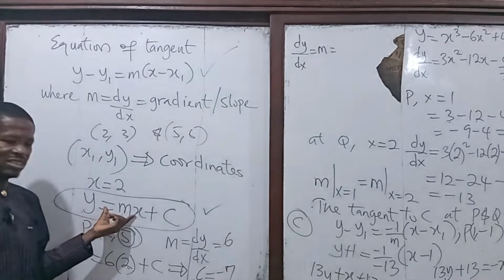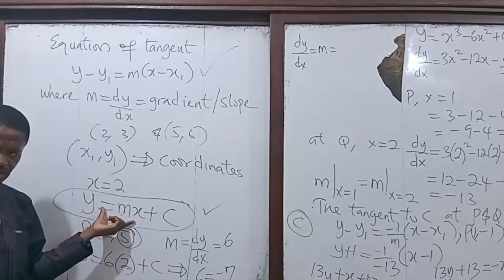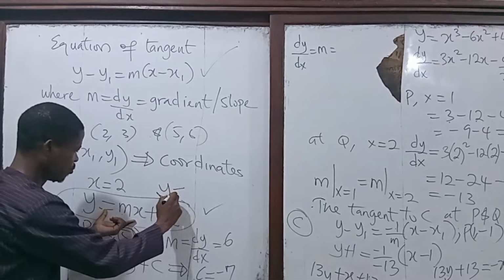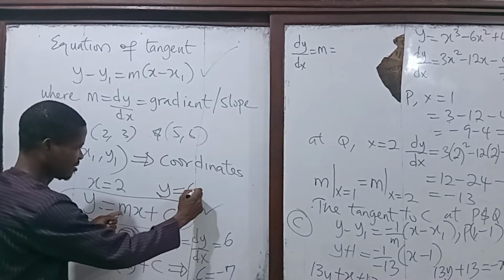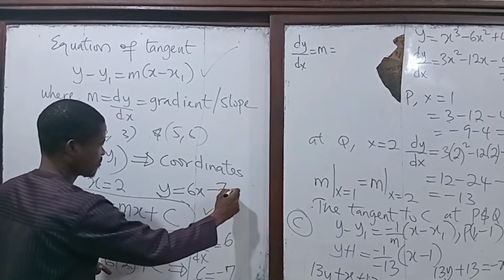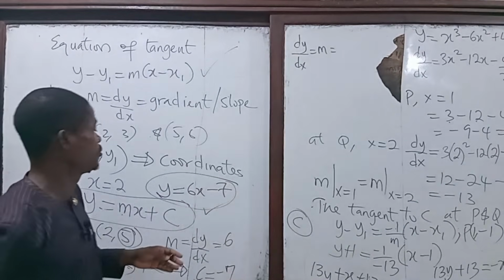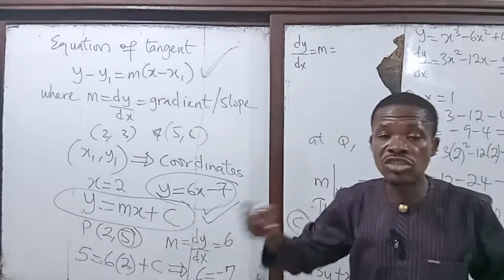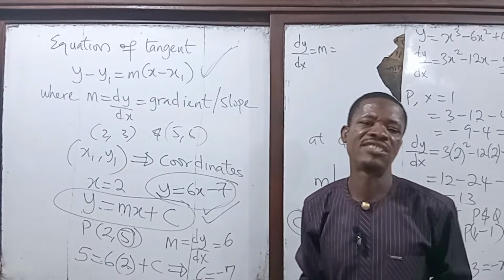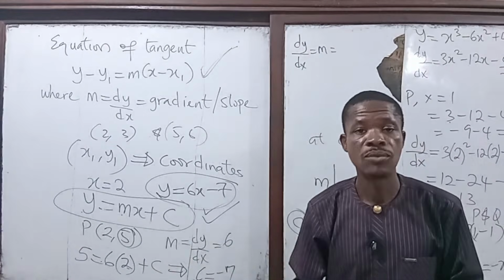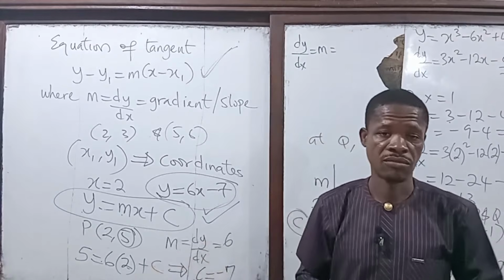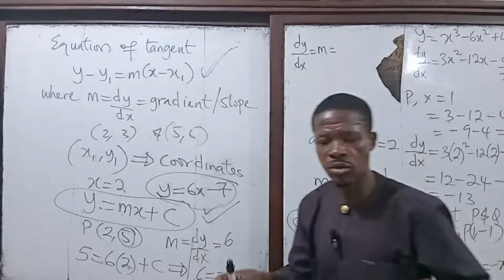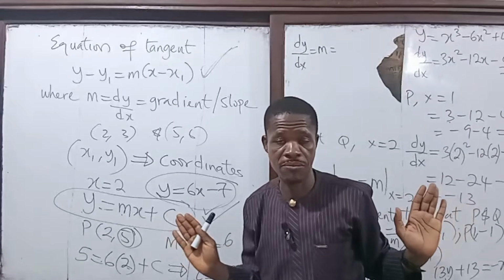Then you go back to this equation and plug in your c. So y equals 6x minus 7. So you can use this equation or this equation to get the equations of tangents. The ball is in your court to determine which equation you want to use. On the final note, I'm going to equations of normal.